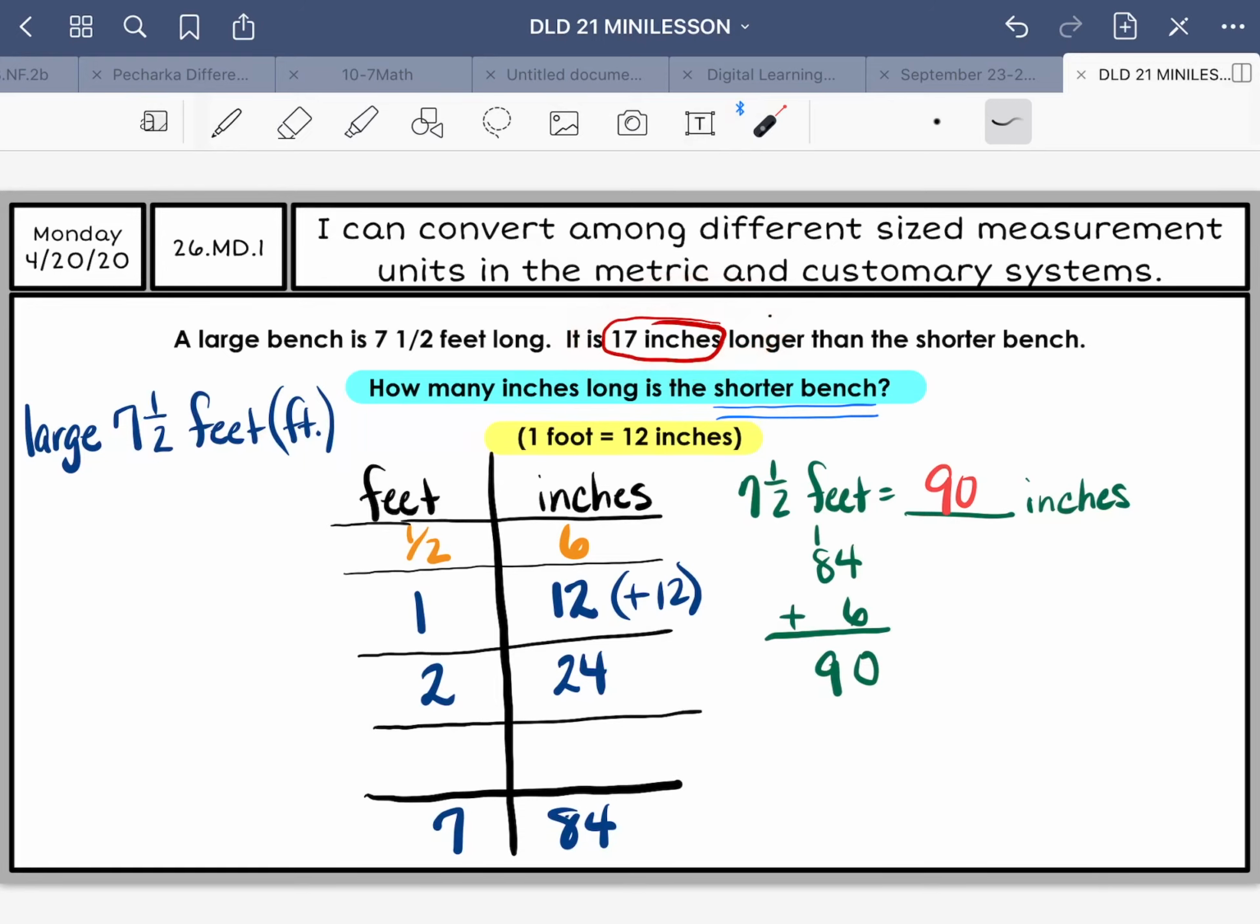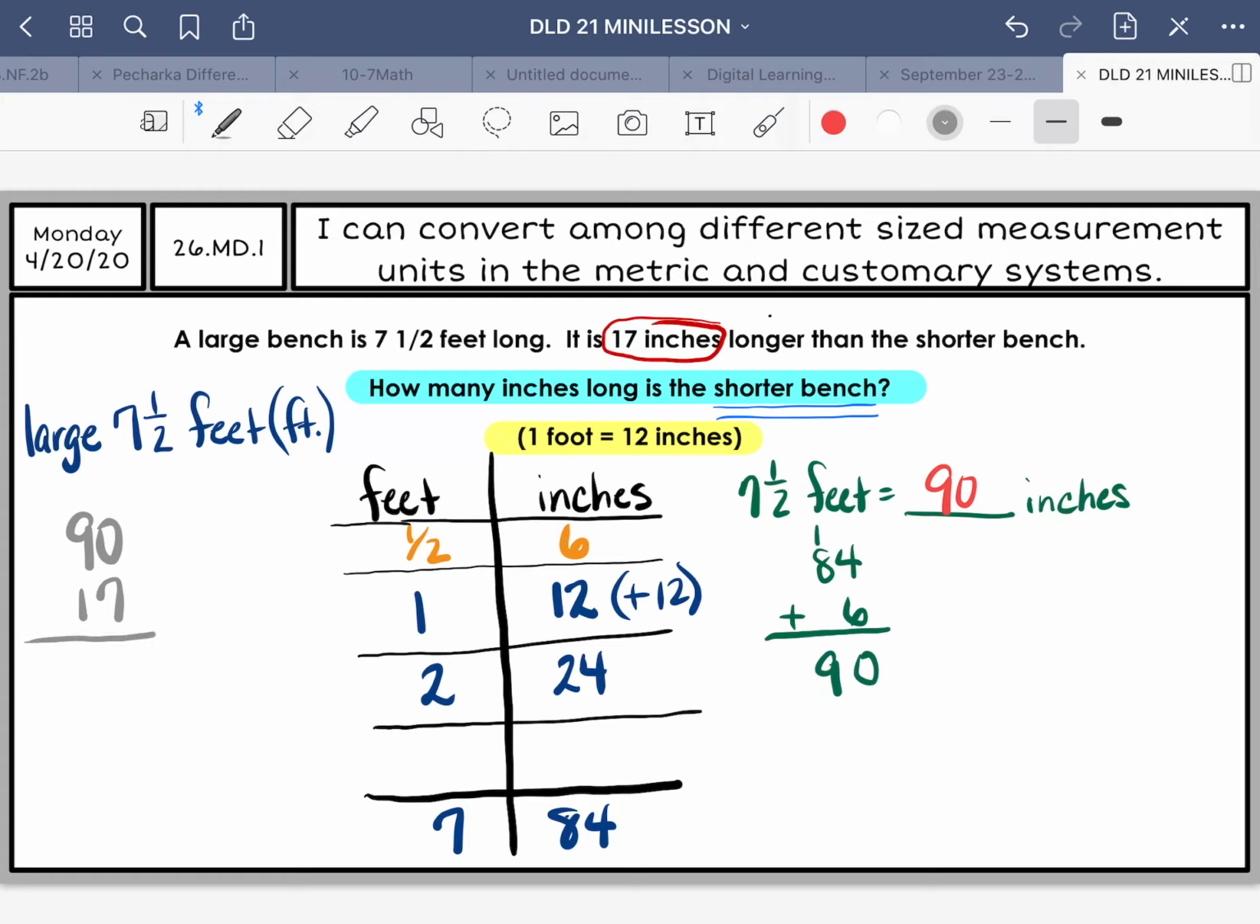That seems important. So we have a large bench. This large bench is 7.5 feet long. It is 17 inches longer than the shorter bench. So thinking about that, if I know that my large bench is 90 inches, I'm going to put it over here. I know that my long bench is 90 inches. And it is 17 inches longer than the shorter bench.